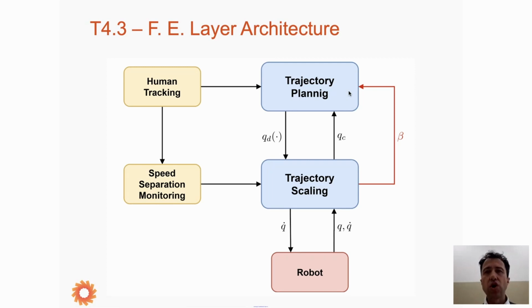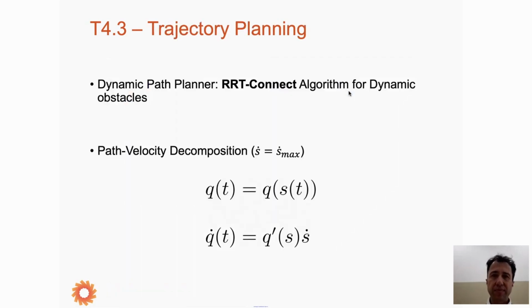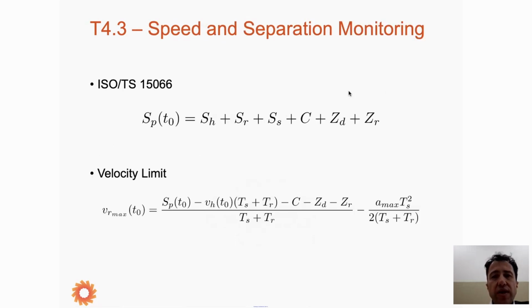Again, one of the goals is always efficiency, the main goal actually. So a few information about the trajectory planning. For those of you who are familiar with that, we have used the RRT Connect algorithm, which is super cool and super fast. And we have exploited path velocity decomposition for controlling the velocity by means of which the robot tracks the desired trajectory. And we have integrated the ISO 15066 regulations in order to find the best velocity.